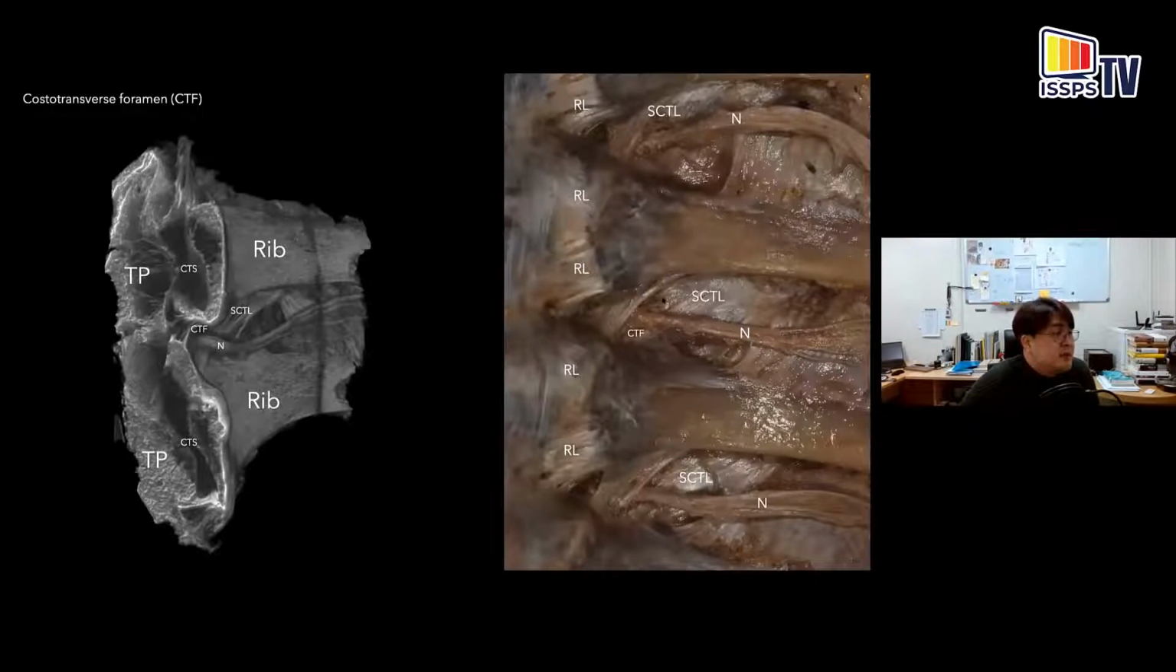This is another sample. The CTF appeared as a slit or foramen between fibers of the SCTL. Here, the CTF was very close to the radiate ligament of the costal head.